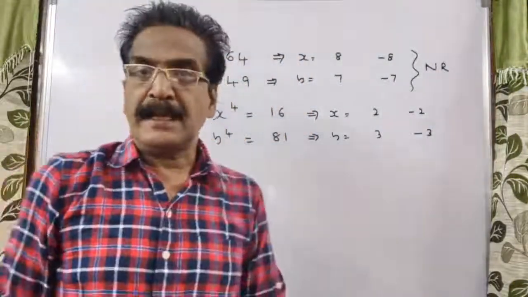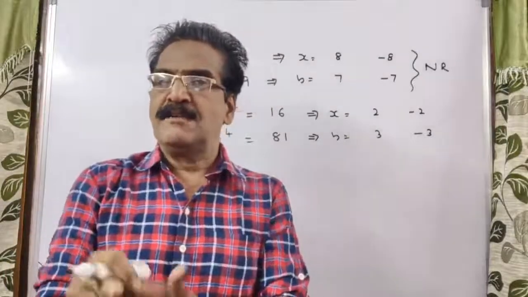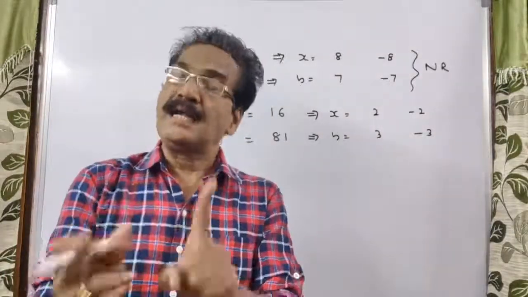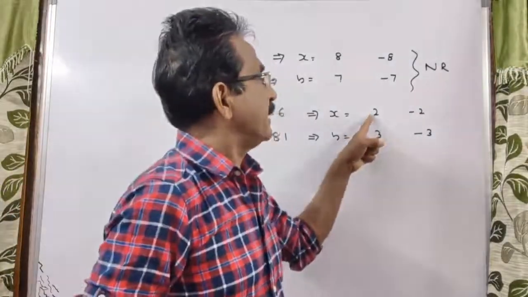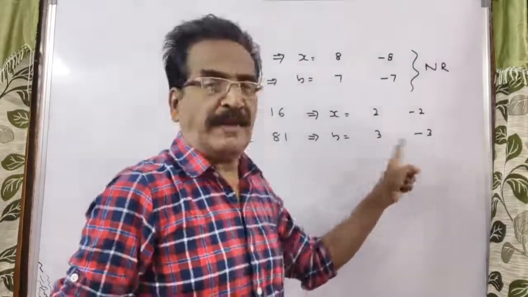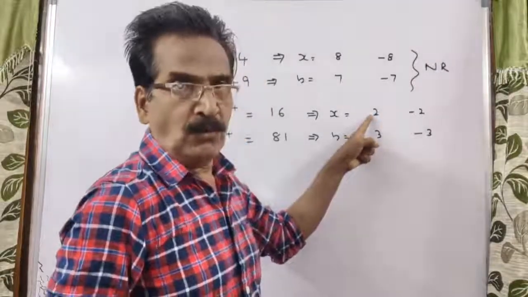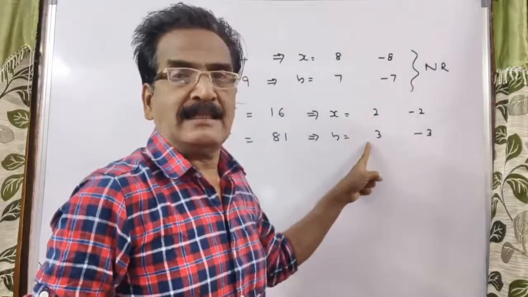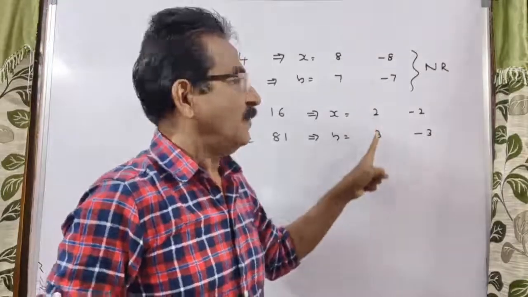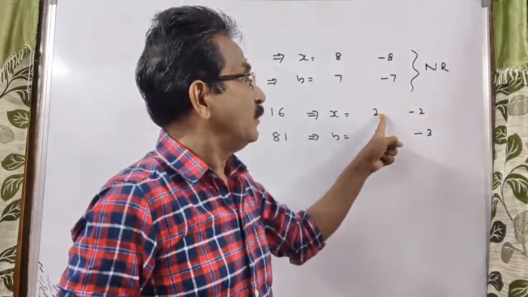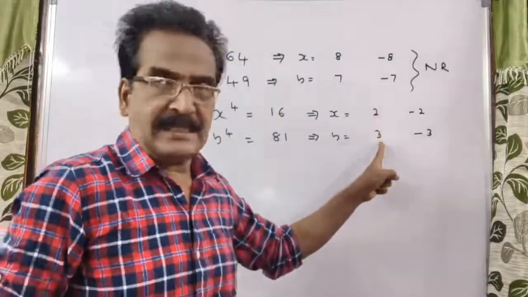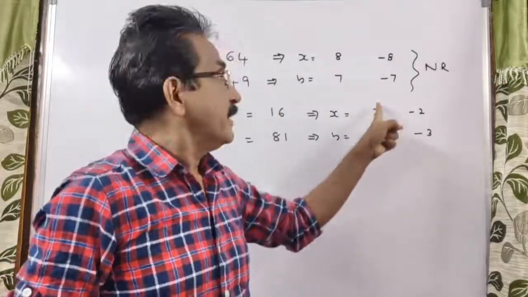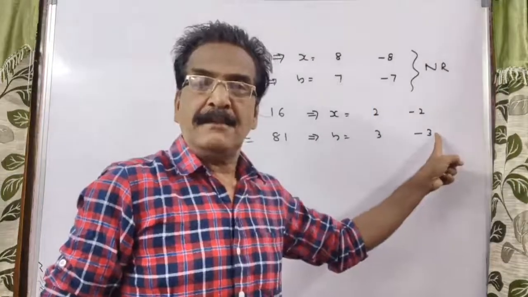Now let us compare both the values of x with both the values of y, and then only you have to come to a conclusion. Now let us compare this x value, 2, with these two y values. Here 2 is less than 3. But 2 is greater than minus 3.